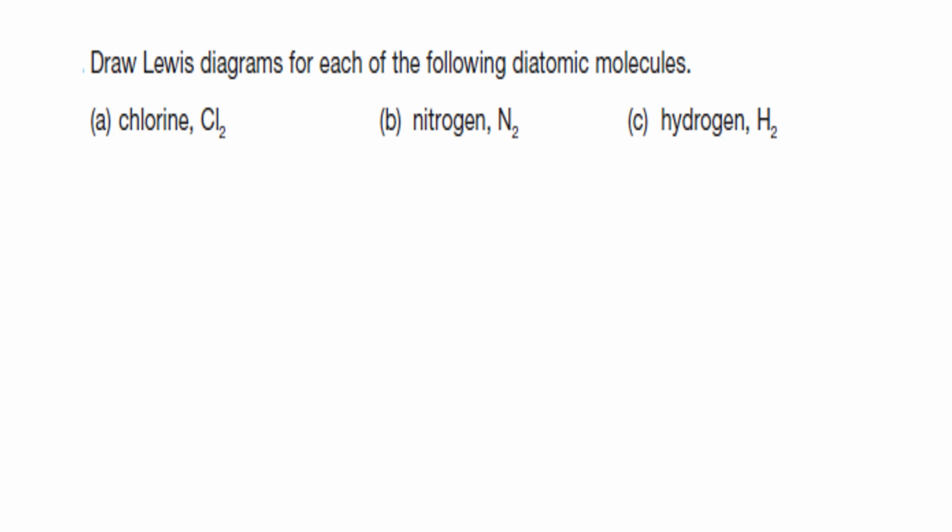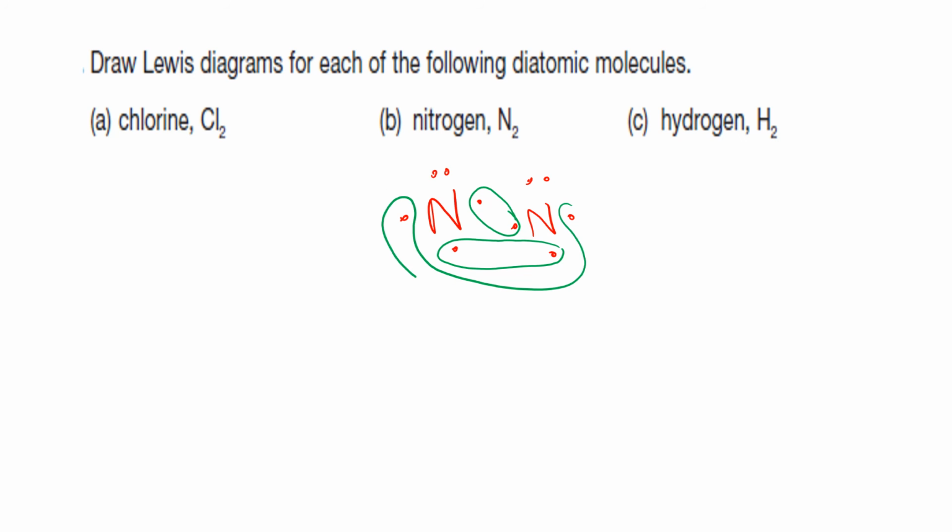Once again, I will do one of these. I'll do the nitrogen because I think it's probably the worst one to do. Nitrogen is number 7, it has 5 valence electrons. It's in group 5. Here's another nitrogen, number 7, another 5 valence electrons. And then what we would end up with is some really awkward sharing of electrons.